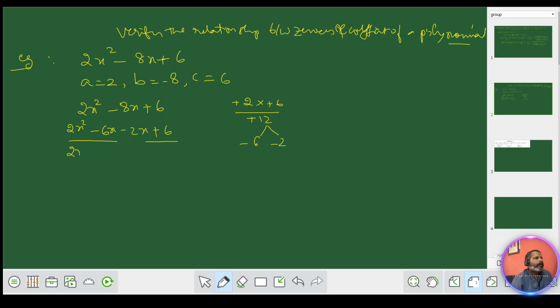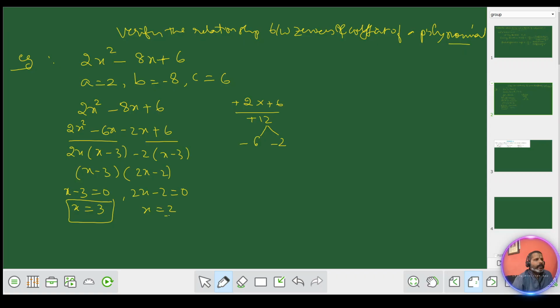Take a common 2x out of the first two terms: 2x of x minus 3, minus 2 of x minus 3. In the bracket we have the common x minus 3, take it out, then 2x minus 2. Okay. Once you get the factors for a quadratic polynomial, equate them to 0 to get the zeros of the polynomial. x equal to 3 is one of the roots. 2x minus 2 equal to 0, x equal to 2 by 2, which is 1. Therefore, x equal to 1 is another root, another zero.